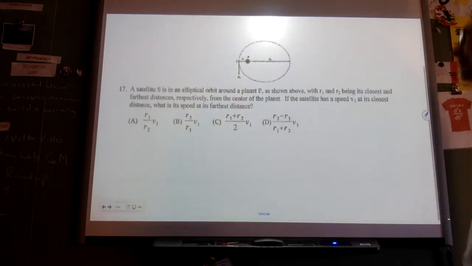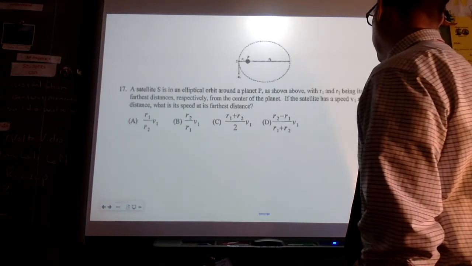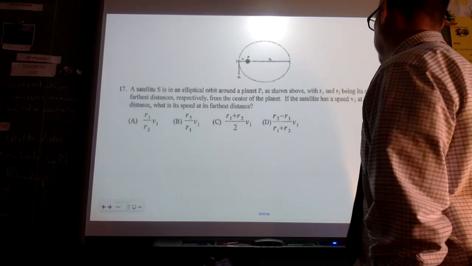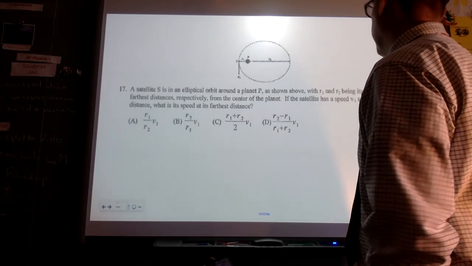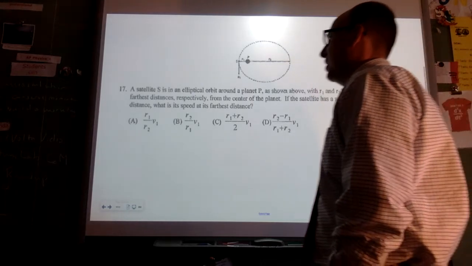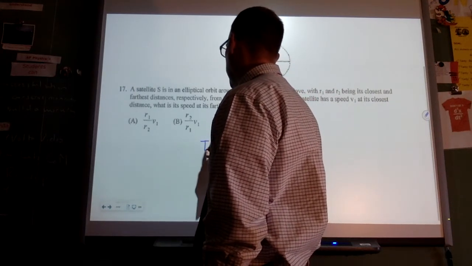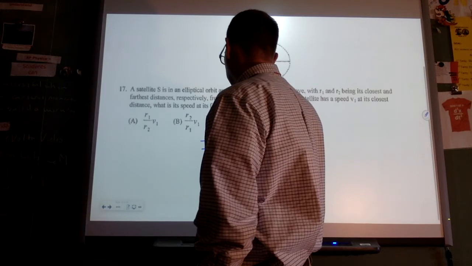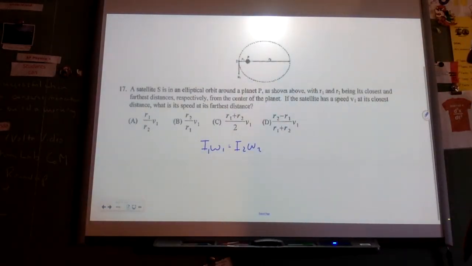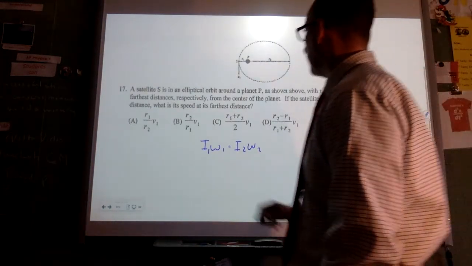All right, so a satellite S is in an elliptical orbit around a planet P as shown above, with R1 and R2 being its closest and farthest distances. If the satellite has a speed of v1 at its closest distance, what is the speed at its farthest distance? So we're saying that our moment of inertia times our angular velocity is going to be conserved.